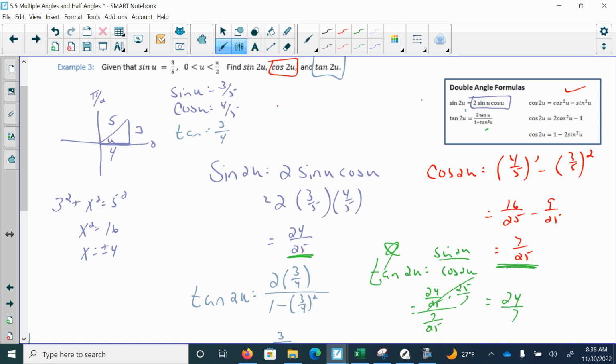I did also want to bring up that if I only had this, and I didn't make my triangle or anything like that, and I just wanted the cosine of 2u, then I would probably use this formula here, where I didn't have to go find the cosine. But I had to find the cosine, so I used the first formula.